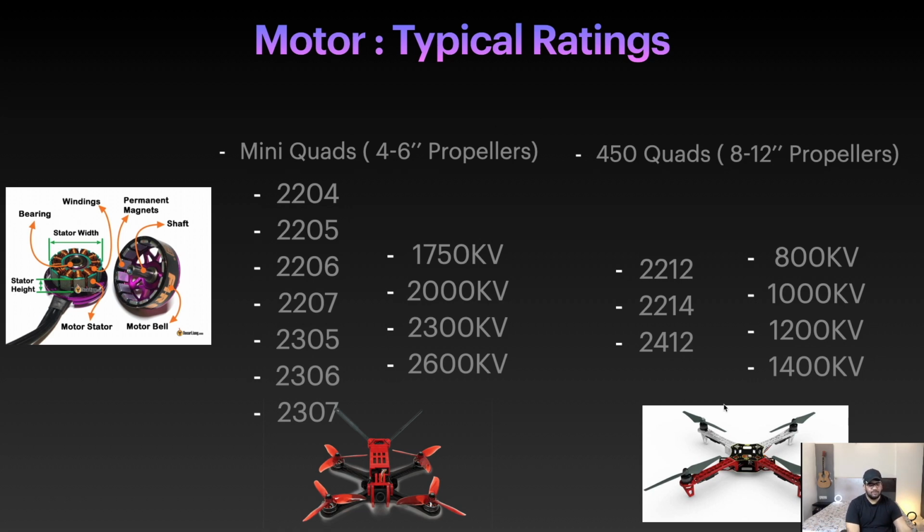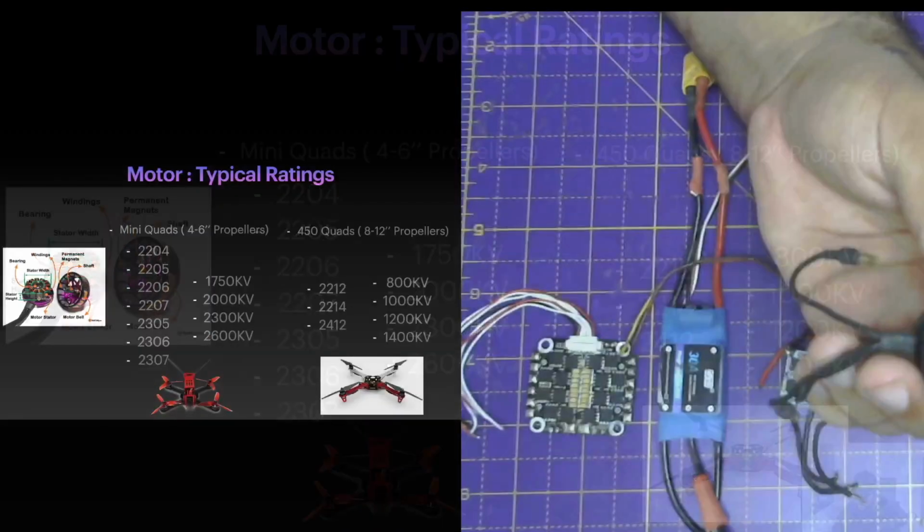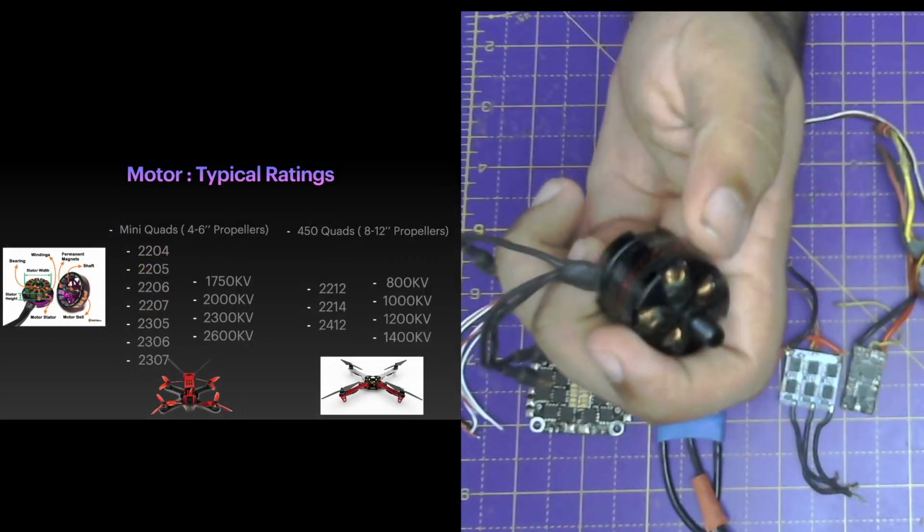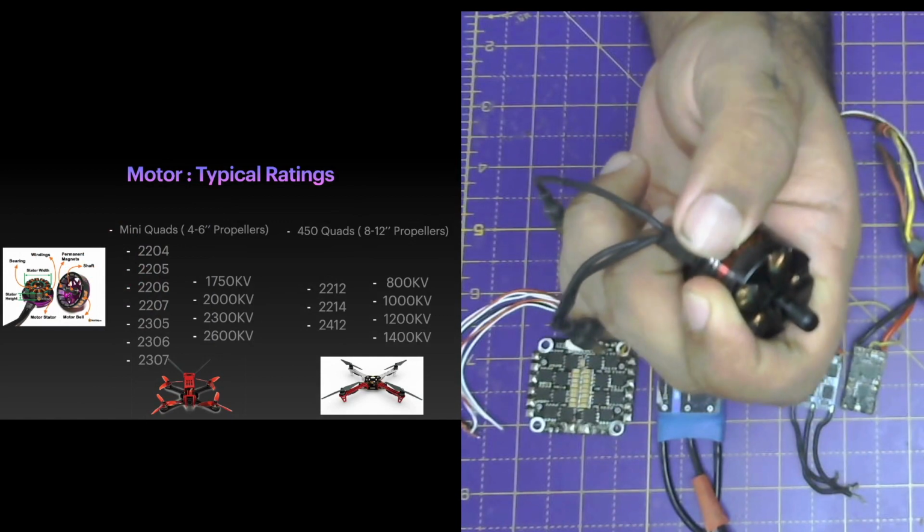Talking about this drone, it is also a very common drone people make, a 450 size quadcopter. The common motors available in the market are 2212, 2214, 2412, these kinds of motors. I also have one motor over here, the one I used to make bigger quads. And if I talk about its rating, it's 2213, 935 kV.